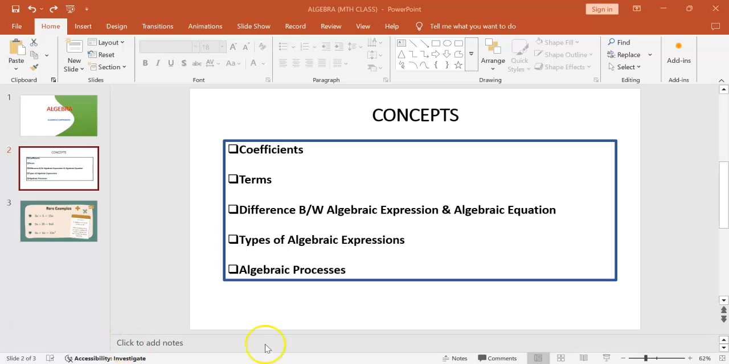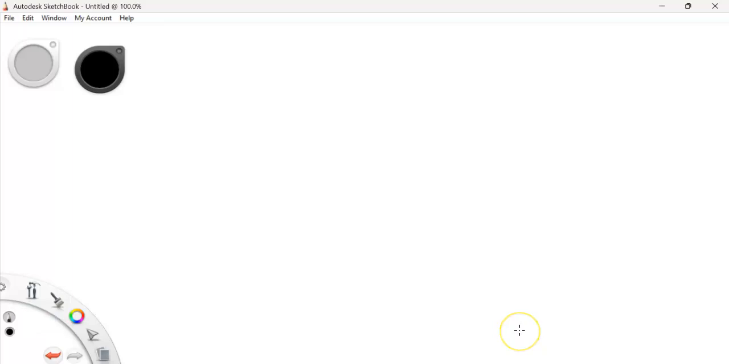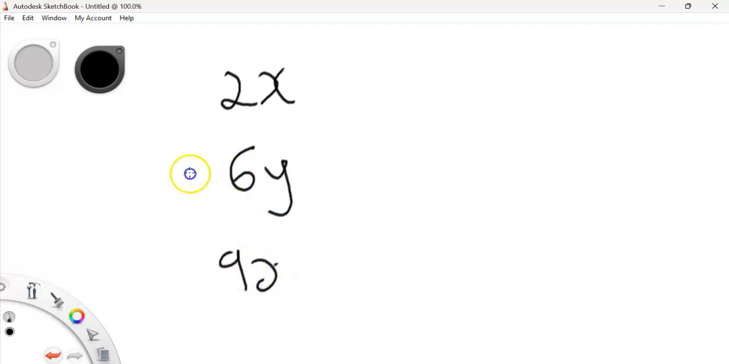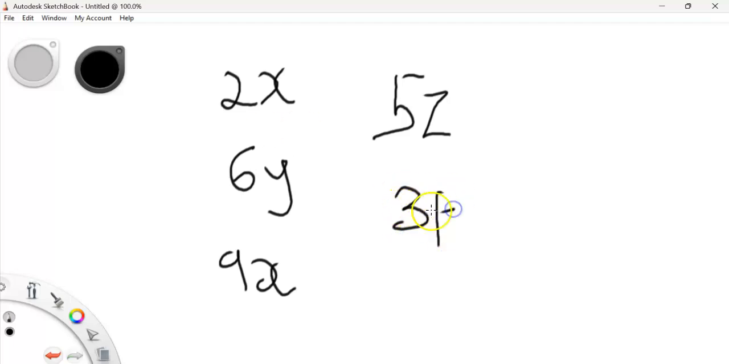Okay, we are going to start by explaining what a coefficient is all about in algebra. Let's take for example that you saw something like 2x, 6y, 9x, 5z, and 3f, and so on and so forth.